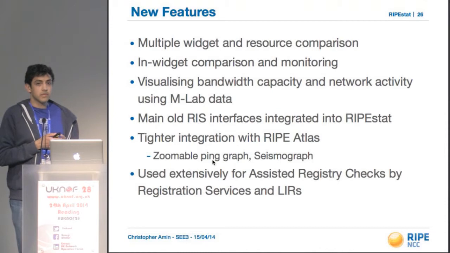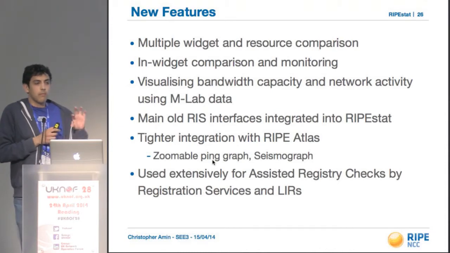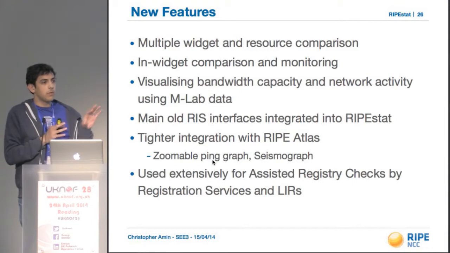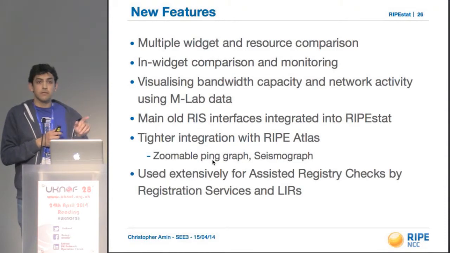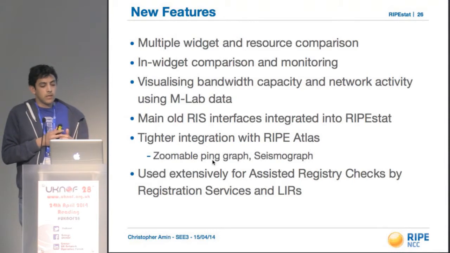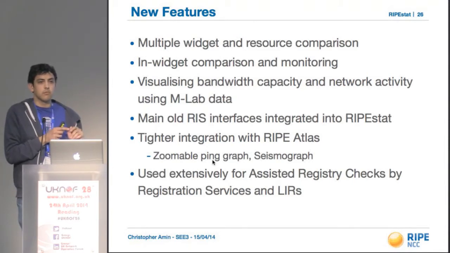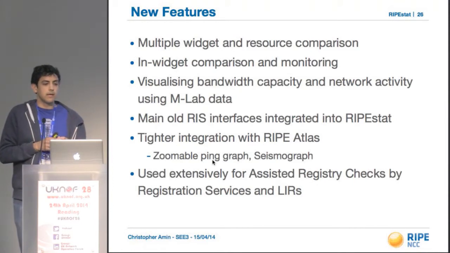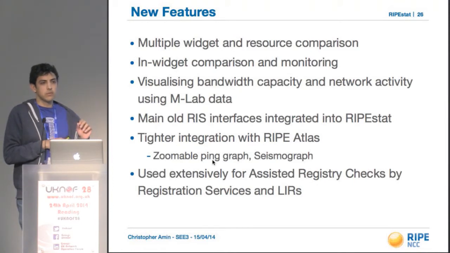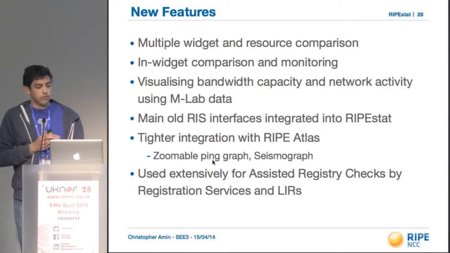So new features in RIPEstat. It's possible to compare multiple widgets on the same page arbitrarily. If you go to the RIPEstat website, there's a section that says use cases, and one of those is comparing different widgets, so you can assemble your own kind of screen that way. It's possible for various widgets to compare different resources to see how, in some cases, say, how Germany compares with the Netherlands for IPv6 adoption or something like that. There's a country routing widget.